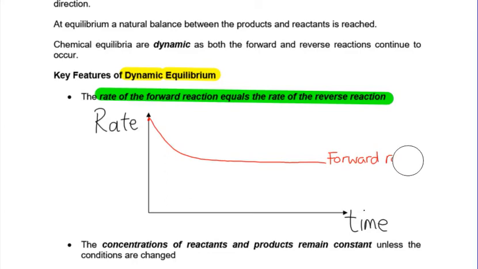Put forward reaction, because we've measured rate on the side. How does our reverse reaction differ? See if you can have a think about how your reverse reaction would differ.